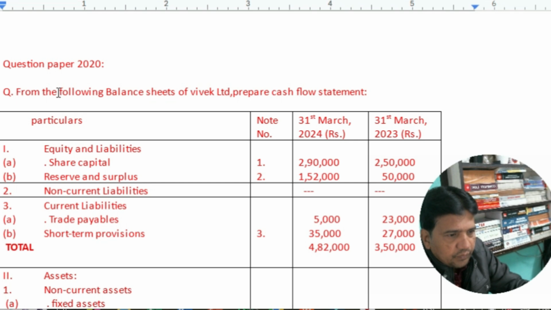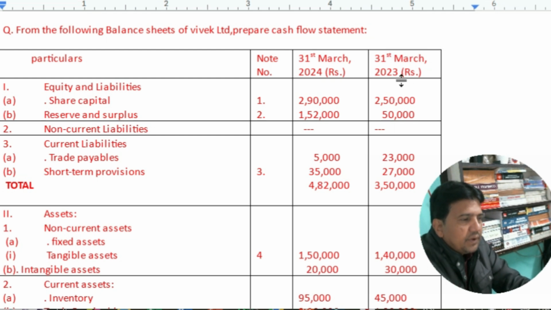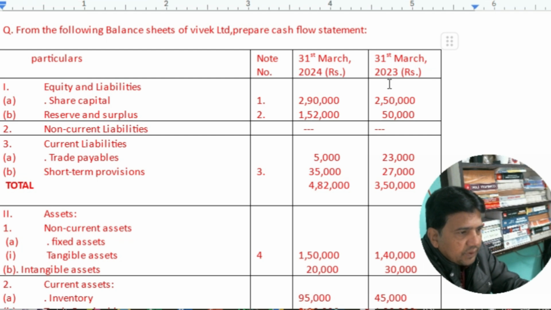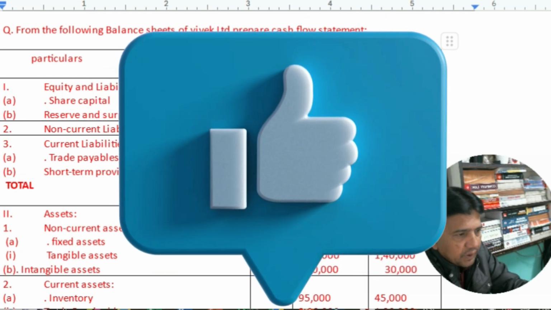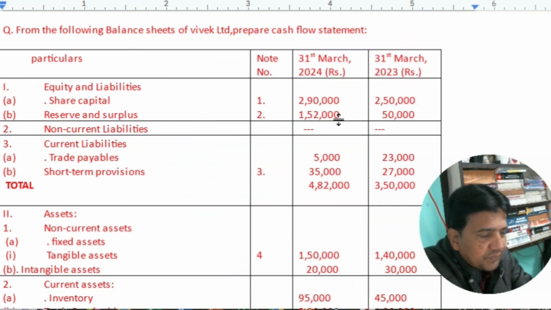From the following balance sheets of Vivek Limited, prepare a cash flow statement. Particulars, note number, 31st March 2024 and 31st March 2023. From 2023 to 2024, the direction of changes, whether the balance is moving up or moving down, has to be analyzed, and then the same will be presented through a cash flow statement format.